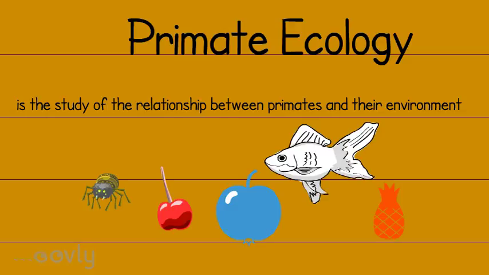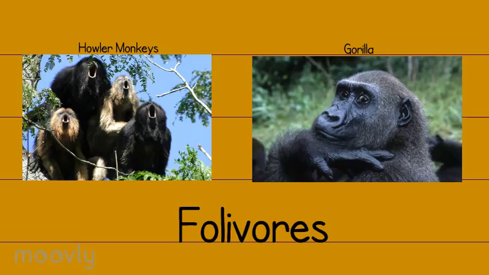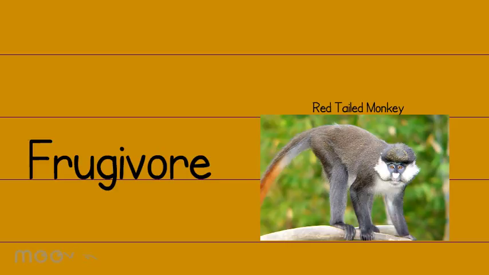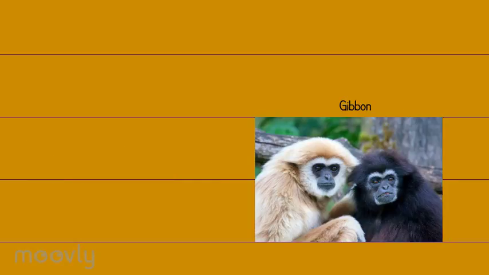Primates who eat mainly leaves are called folivores. Examples of folivores are the howler monkey and the gorilla. Frugivores are primates who mainly eat fruit. Examples are the ring-tailed lemur, the spider monkey, the red-tailed monkey, and the gibbon.